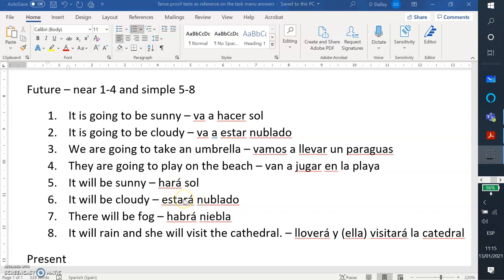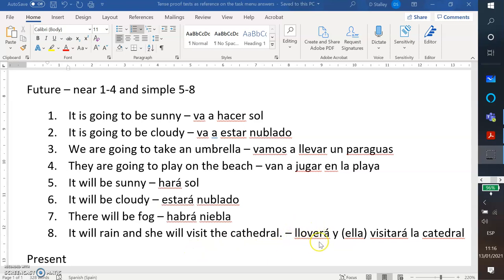It will be cloudy. This one we use estar. This one isn't irregular, so we just put the a on the end. Estará nublado. There will be fog. Haber is irregular. So the stem is H-A-B-R, and then we add the ending on there, and then niebla. Okay, so habrá niebla.